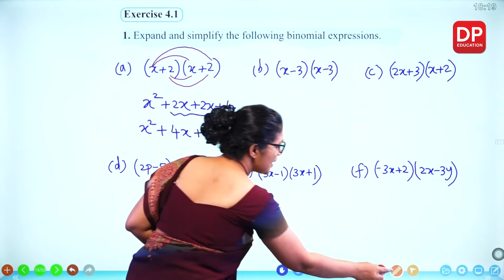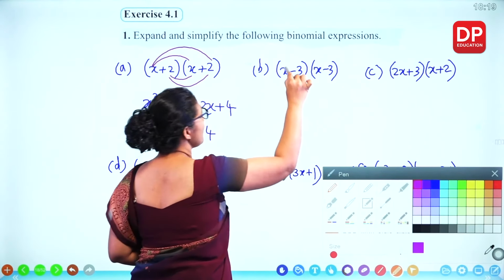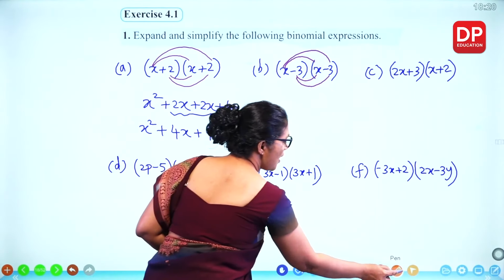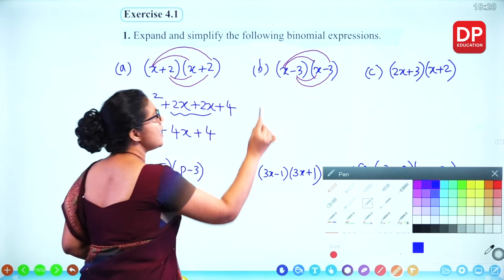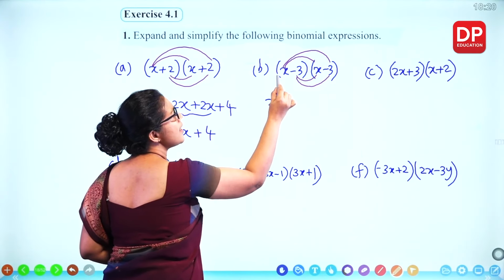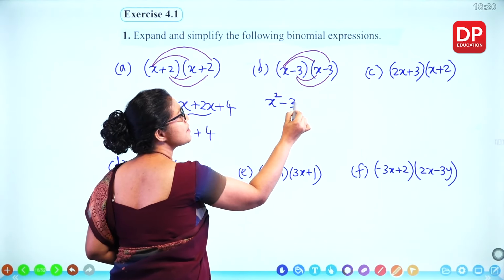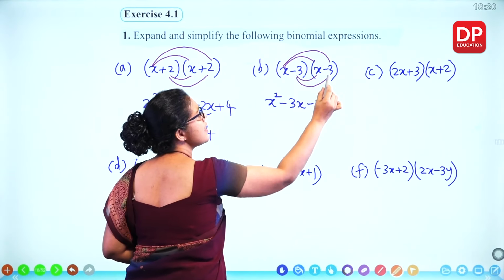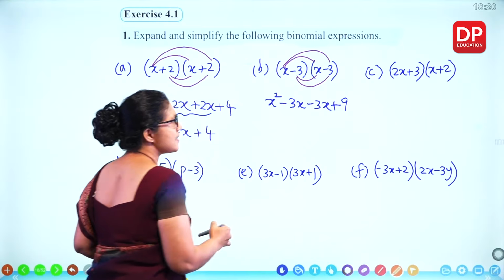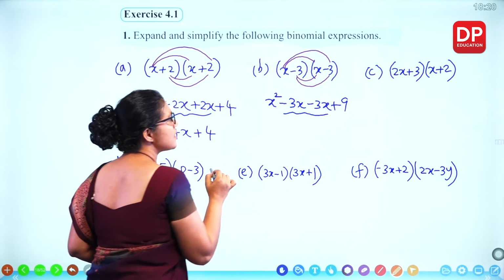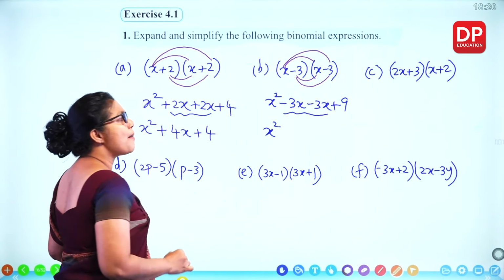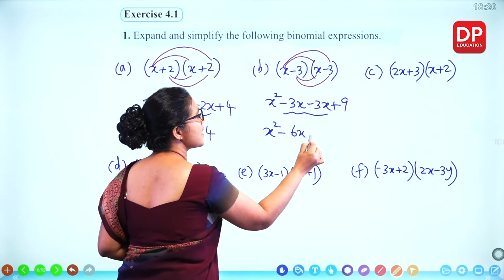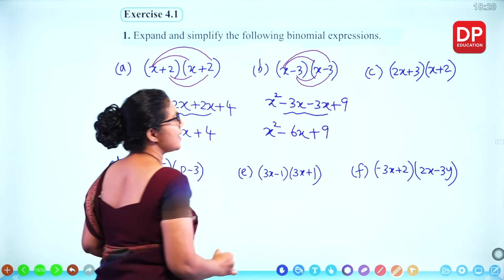Use the rainbow method again. This one, this into this. And try the rainbow method now. X into x becomes x squared. X into minus 3 becomes minus 3x. Minus 3 into x minus 3x. Minus 3 into minus 3 becomes plus 9. Simplify the like terms. You get x squared minus 3x and minus 3x. You get minus 6x plus 9.